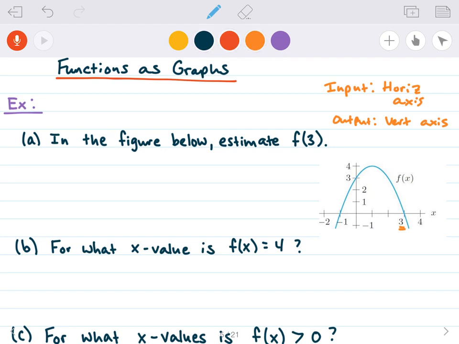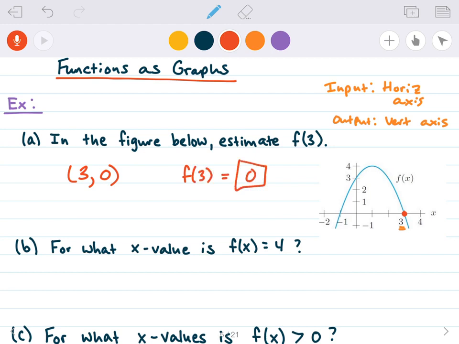Well, the answer, it looks like it's just at 0. Let's see. 1, 2, negative 1, 1, 2, 3. Yeah, so it looks like it's just at 0, right here. We can write it as an ordered pair if we want. When x is 3, f of x is 0. And so that tells us that when our input is 3, our output is 0.